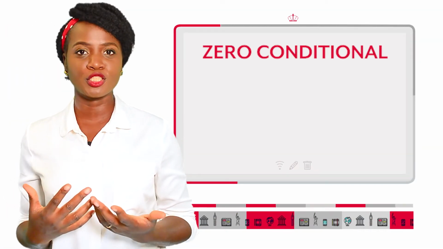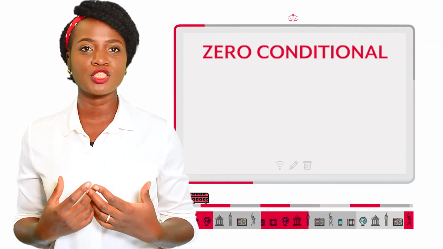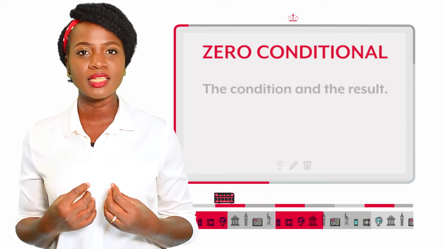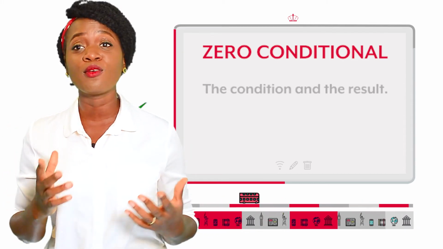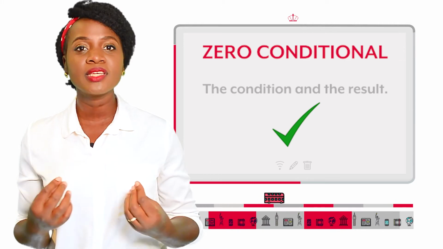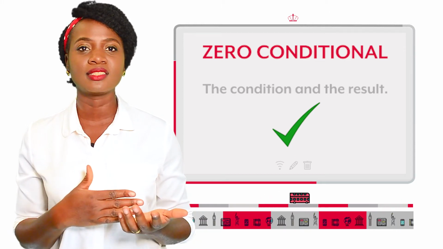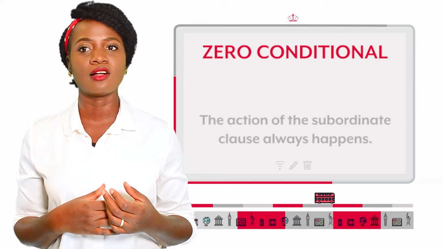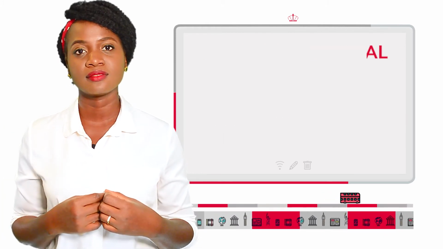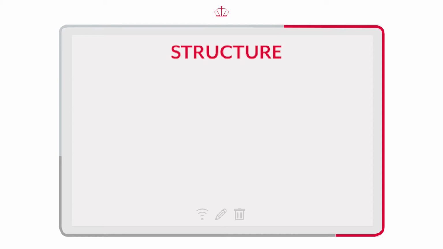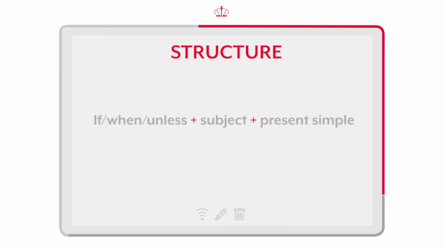Returning to the zero conditional. This type of conditional is used when the condition and the result are always true. When fulfilling the condition in the first clause, the action of the subordinate clause always happens. It has a structure that is very easy to learn. If or when, or unless, plus subject, plus present simple.